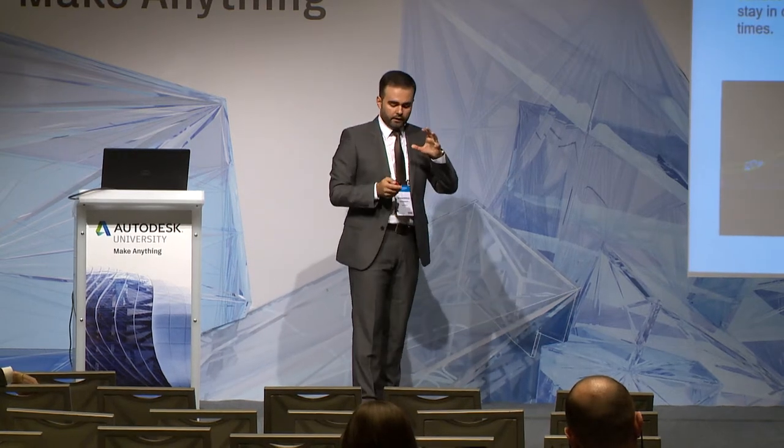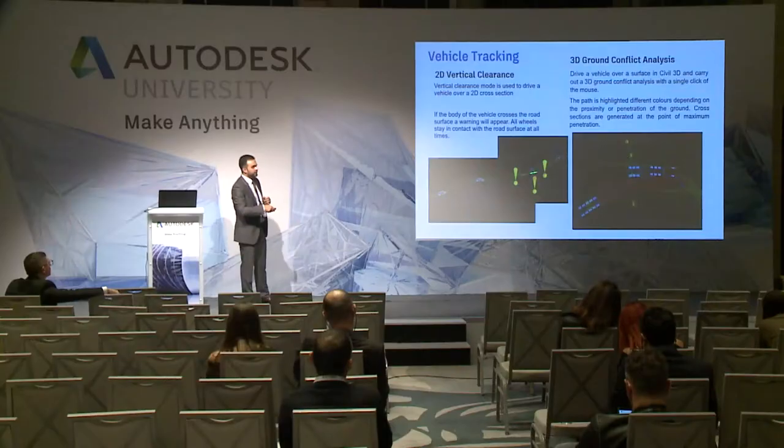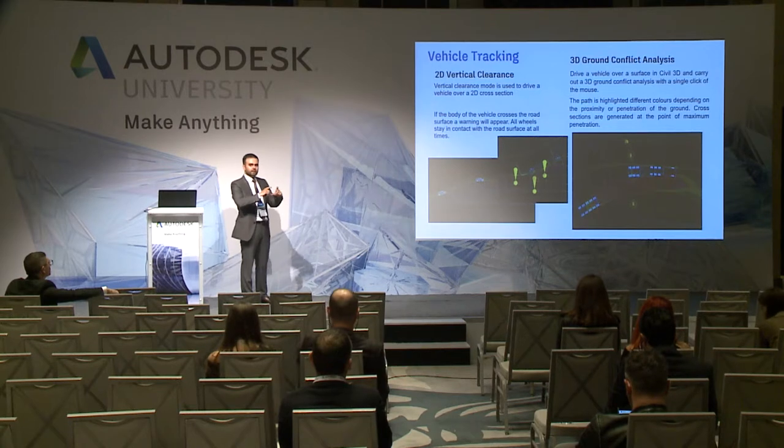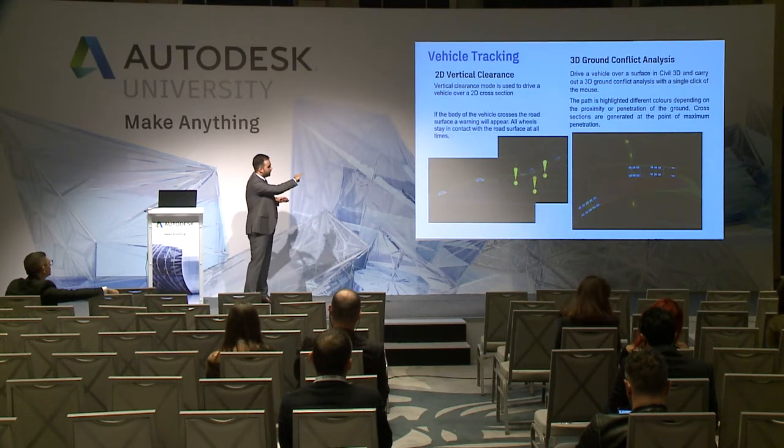Okay. The major power of Vehicle Tracking is that not only is it simulating those movements, but it's also representing any possible clashes. So we have 2D vertical clearance. You can just have a profile and let the vehicle of your choice, the design vehicle, go along that path.